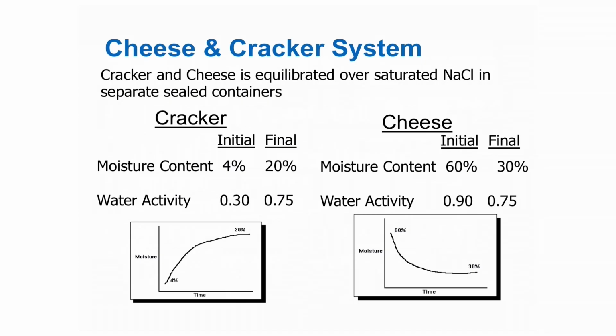If we likewise take cheese in a separate container and put it in with saturated sodium chloride, fresh cheese is a very high water activity product at about 0.90 water activity and about 60% moisture content. When it's exposed to the conditions of 0.75 water activity in a chamber, it will alternatively have to lose moisture to the system in order to come to a water activity of 0.75, and will continue to do so until it has reached that 0.75 level. In the process, it will have lost 30% moisture content as it goes to water activity 0.75.